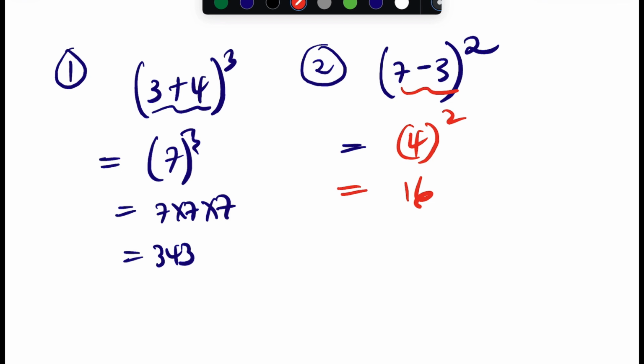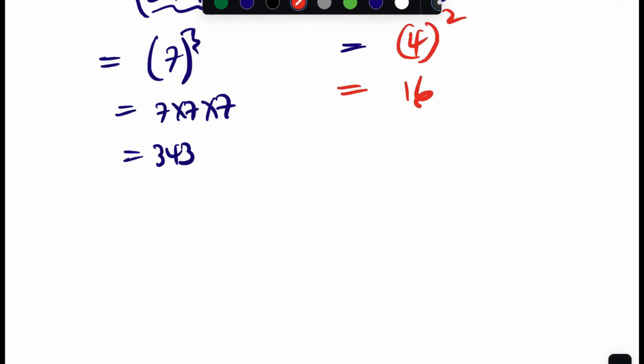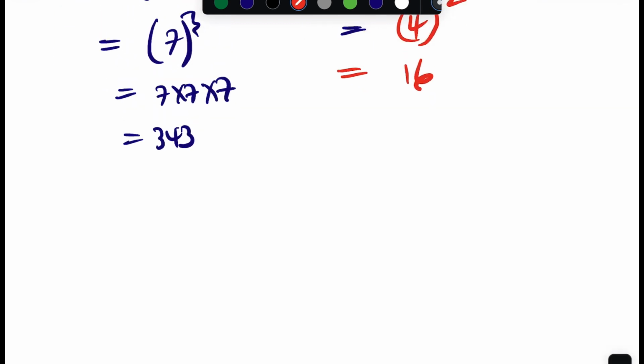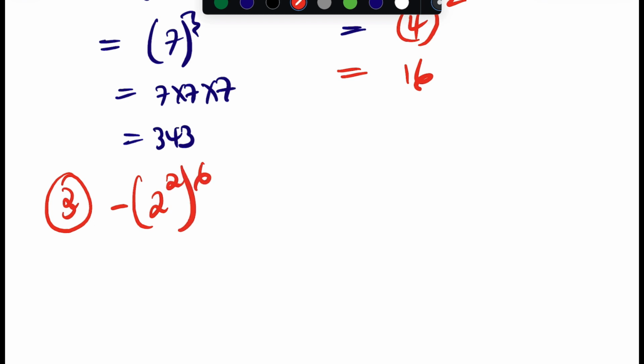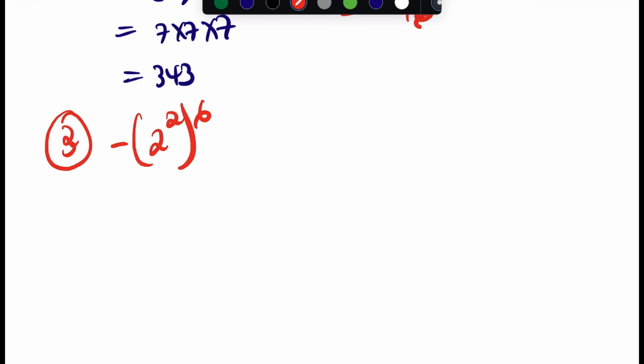Now let's look at this one. When we have negative 2 to the power 2 times 6. So what do we do? We keep the negative there. We'll say 2 to the power 2 times 6, which is going to be negative 2 to the power 12.